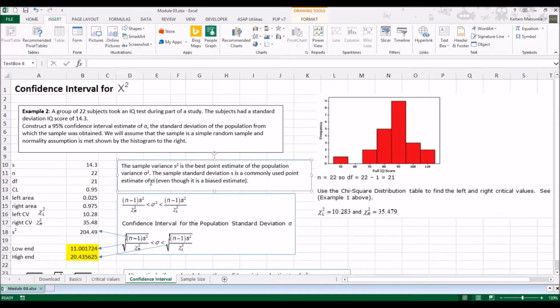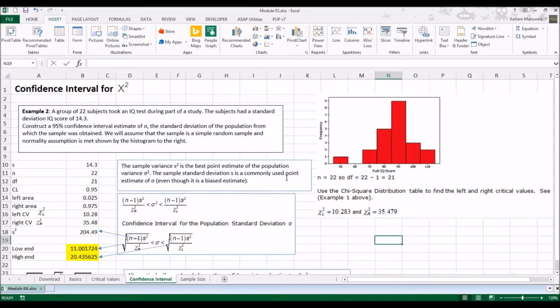Here's an example. A group of 22 subjects took an IQ test during a part of a study. The subjects had a standard deviation IQ score of 14.3. That's the sample standard deviation. We want to construct a 95% confidence interval estimate of sigma, the standard deviation of the population from which the sample was obtained. We're going to assume a few things: that the sample is a simple random sample, and that it's normally distributed, as you can see in the histogram over here.